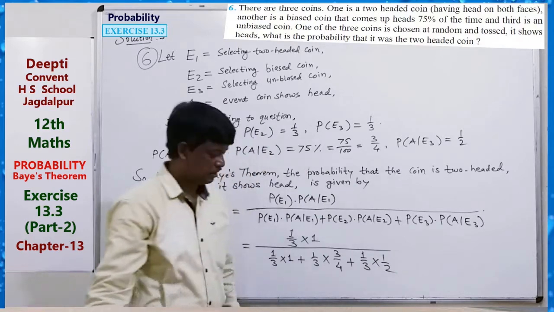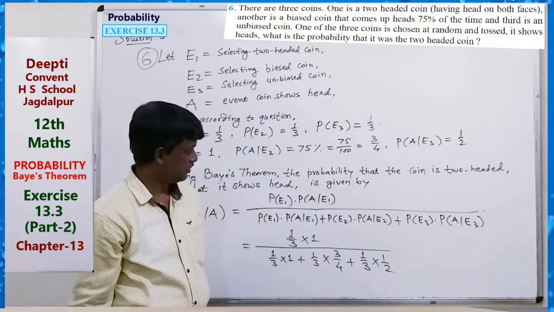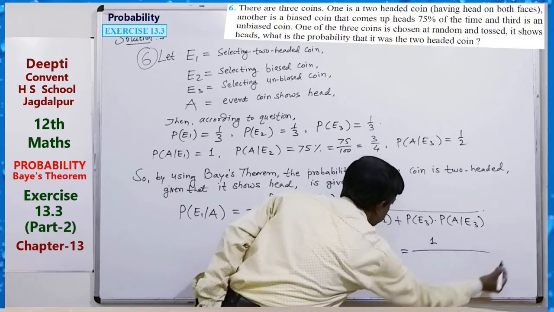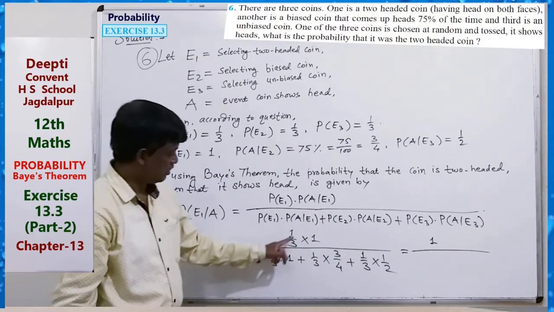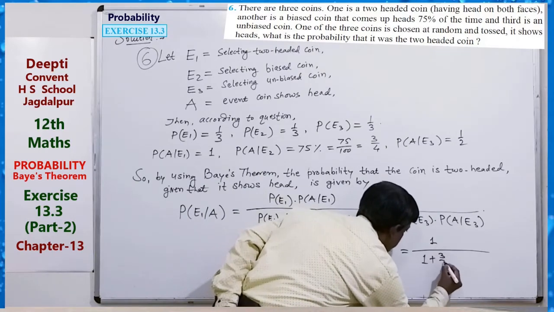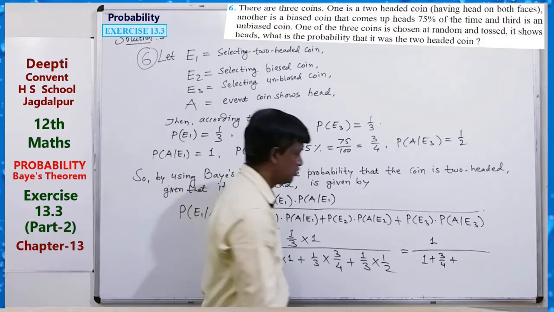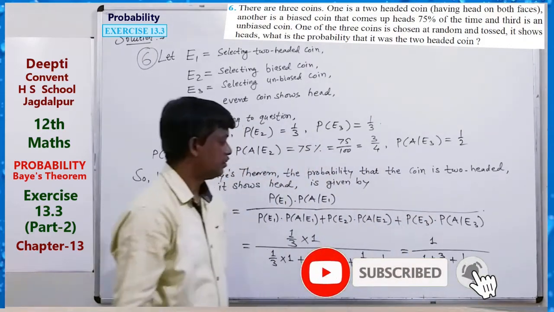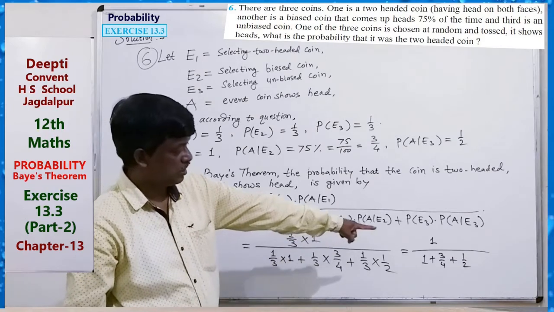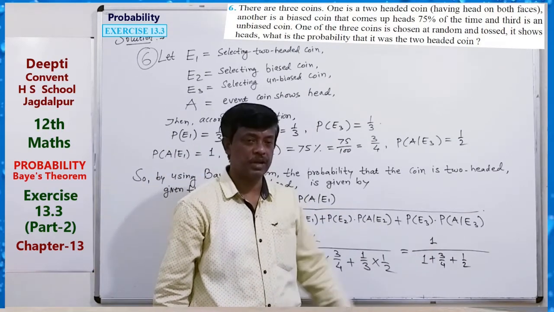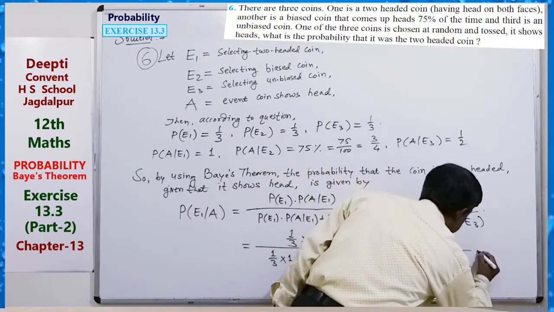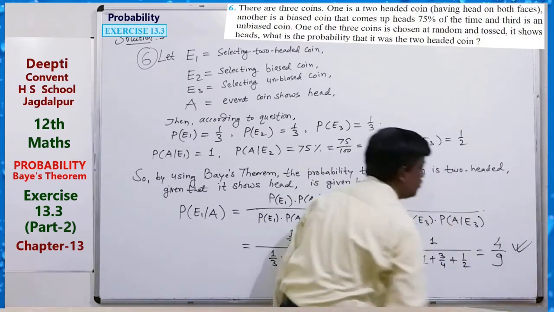See here, 1 by 3 is common, so it cancels out. So 1 upon 1 plus 3 by 4 plus 1 by 2. Taking LCM 4: 4 plus 3 is 7, plus 2 is 9 by 4. So 4 by 9. So the answer is 4 by 9. This is the required probability.